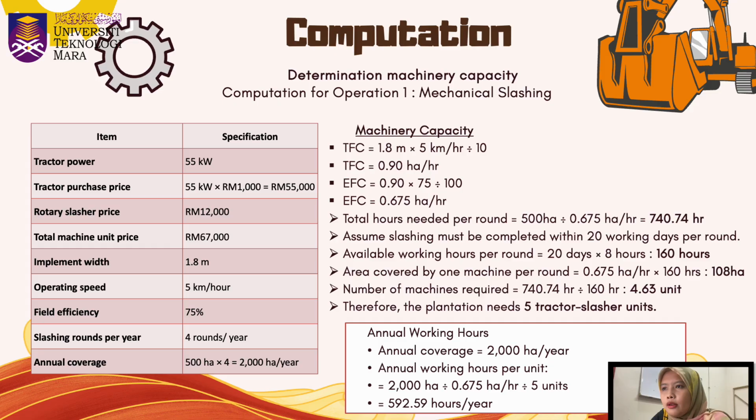a single machine can cover 108 hectare per round. Dividing the total required hours by our available time frame gives us a requirement of 4.63 units. Therefore, our plantation requires a fleet of 5 tractor slasher units, giving each unit approximately 572.59 annual working hours.